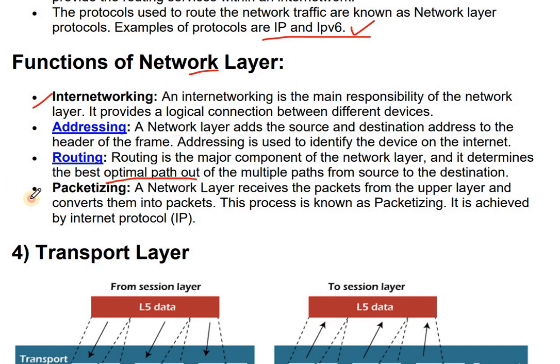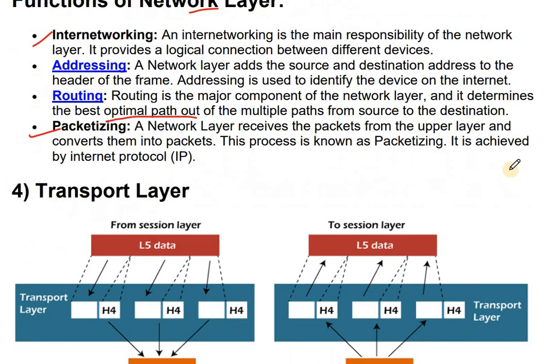Now come to packetizing. A network layer receives the data from the upper layer and converts it into packets. This process is known as packetizing. It is achieved by the IP, that means Internet Protocol.